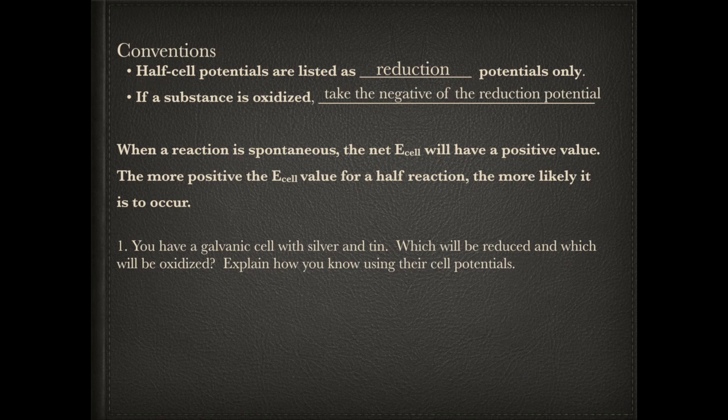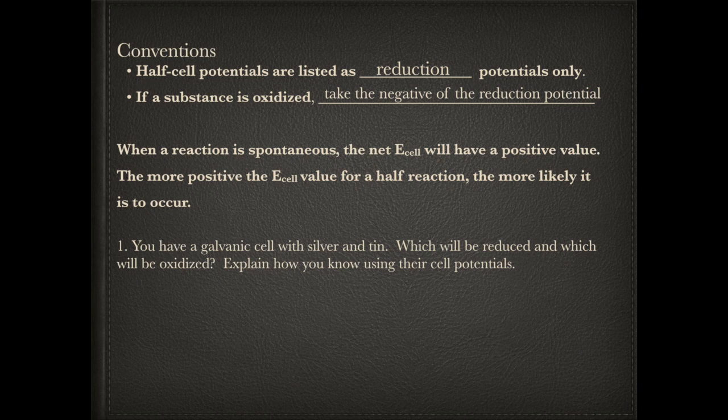Now here's the key part. When a reaction is spontaneous, the net cell potential will be a positive value. Okay? The more positive the cell potential, the more likely that reaction is going to occur. So for example, I automatically know because zinc is oxidized, I know that the cell potential for zinc's oxidation is going to be more positive than copper's cell potential for oxidation. In contrast, because copper is reduced, I know its cell potential for reduction is going to be more positive than zinc's cell potential for reduction.